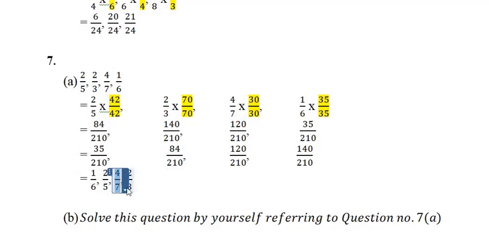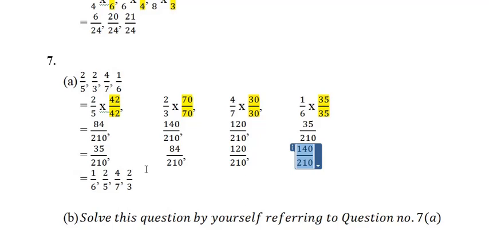Okay, and ultimately the remaining fraction is 2 by 3, which is 140. Here you can see this is 2 by 3. So this is how you will arrange these fractions in ascending order, and applying the same procedure, you can arrange them in descending order also.